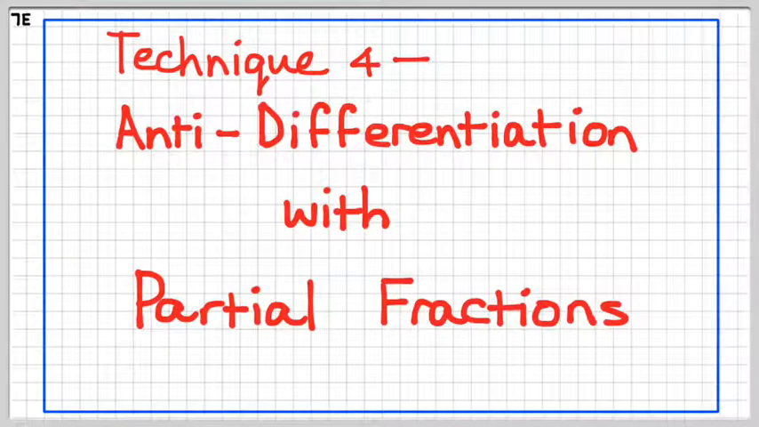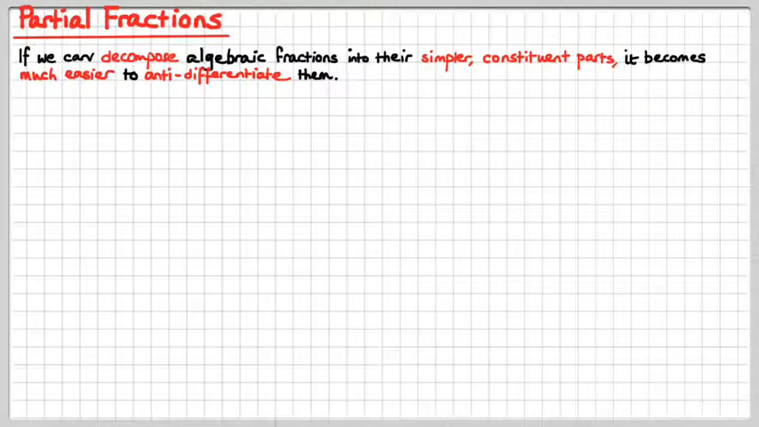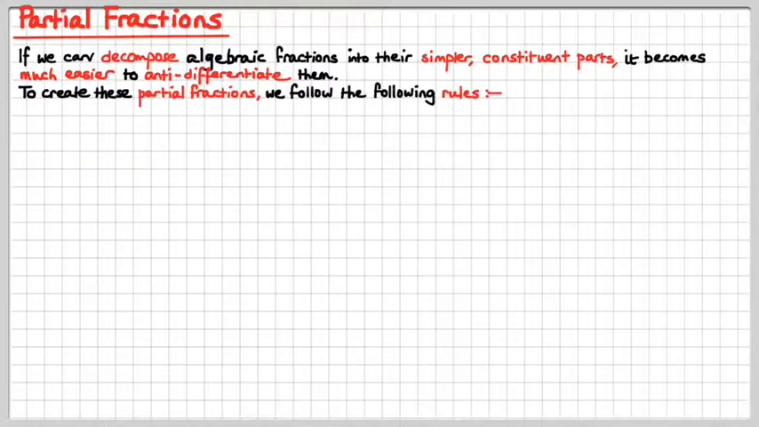Hi guys, we're going to have a little look at anti-differentiation with partial fractions today. This is a very interesting and powerful technique to use when you've got algebraic fractions to worry about when you're doing anti-differentiation. So let's have a look at those and we'll see what we can find out. Partial fractions. Well, if we can decompose algebraic fractions into their simpler constituent parts or fractions, it becomes much easier to anti-differentiate them. And I'll show you what I mean.